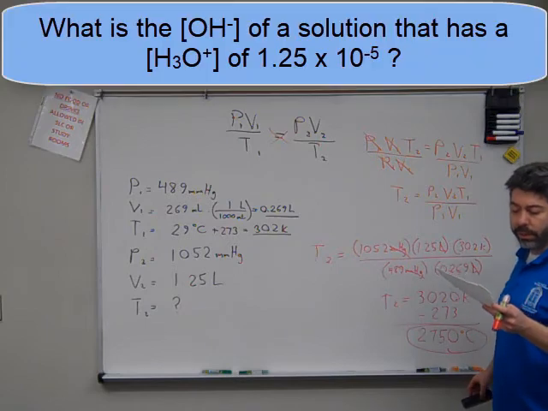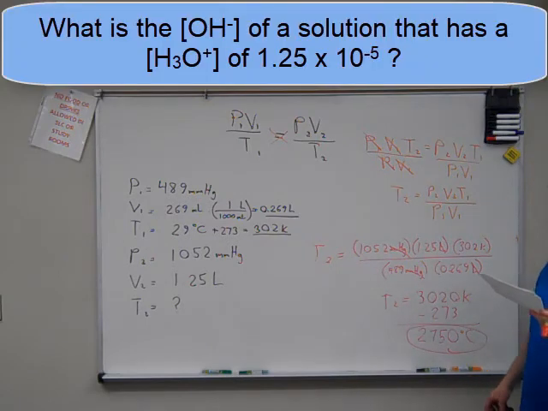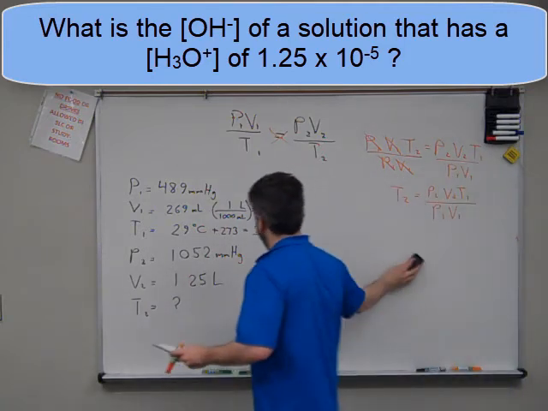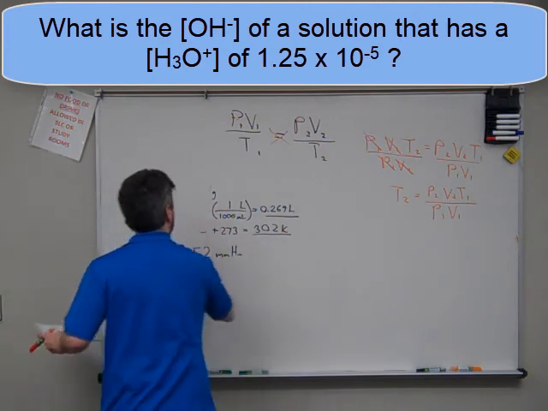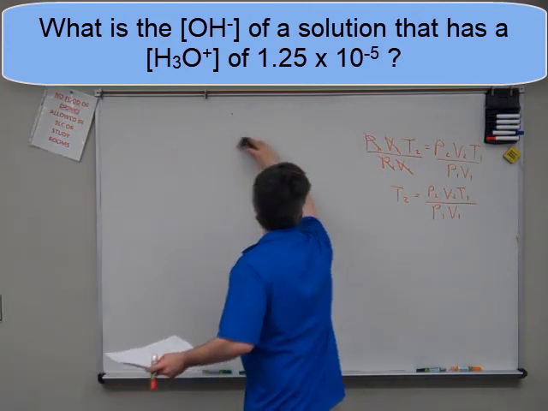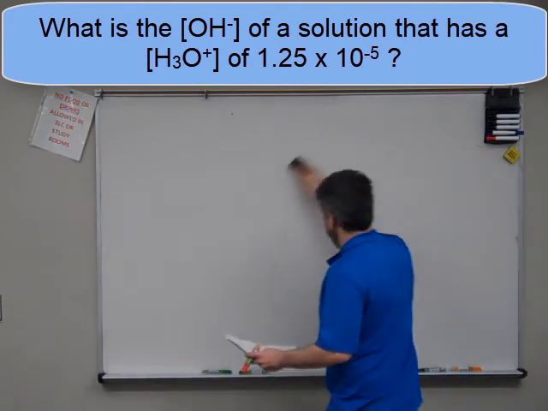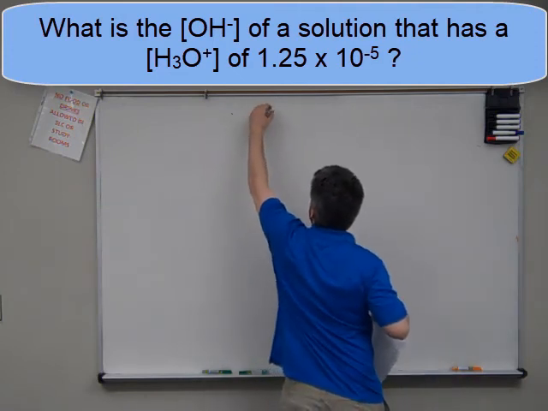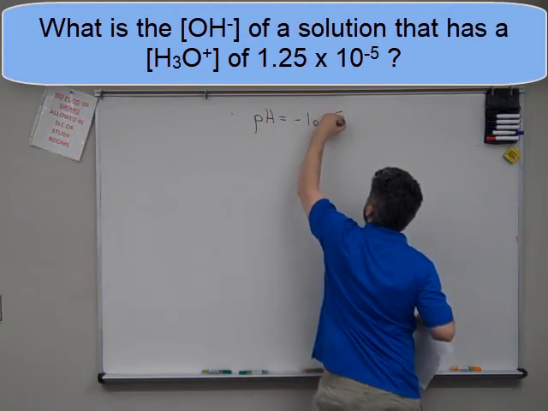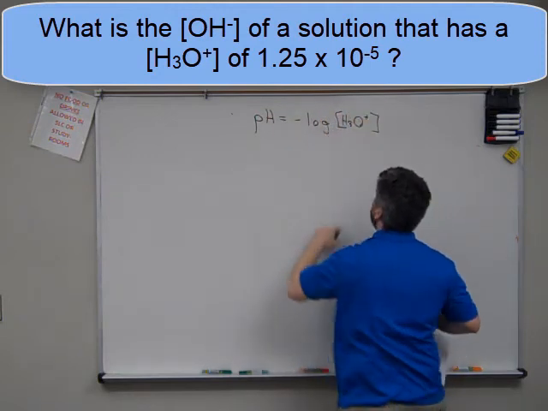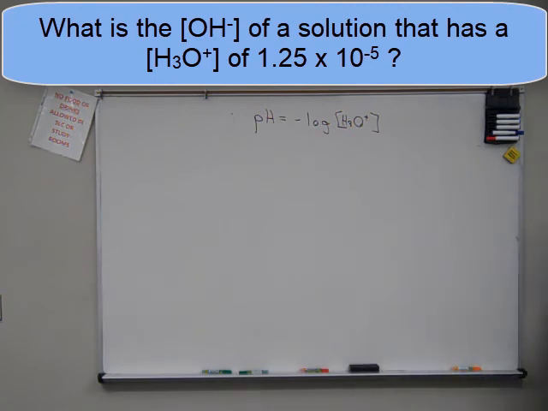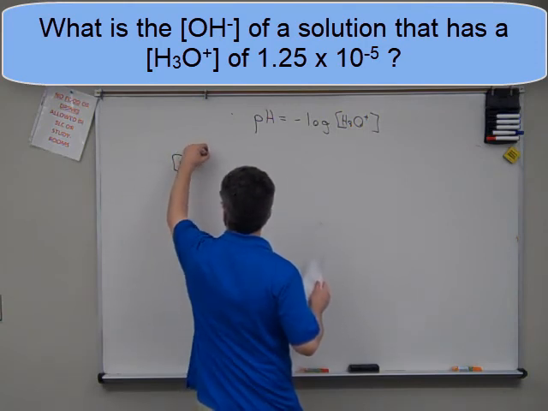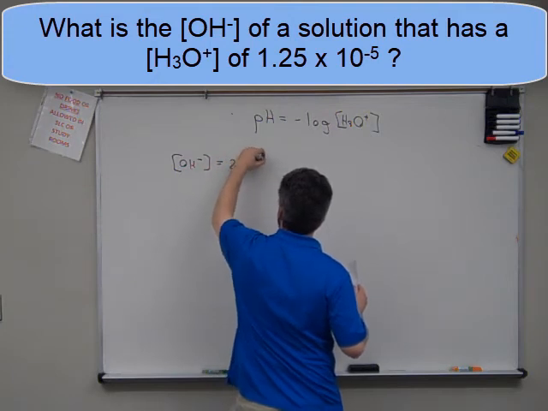Number 2 says, what is the pH of a solution where the OH minus concentration is 2.5 times 10 to the negative 9? So, I would go ahead and start by recognizing that pH is the negative log of the H3O plus concentration. So if I want to solve for pH, I have to get H3O plus first. It gives me the OH minus concentration as 2.5 times 10 to the negative 9.